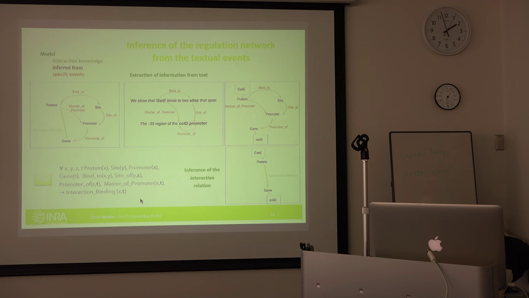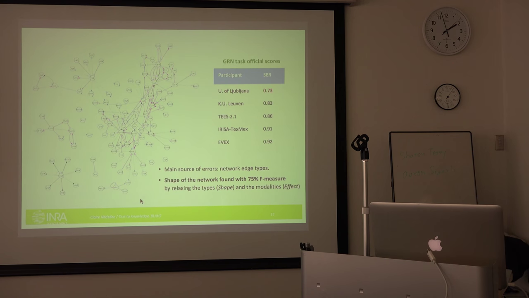So in this way, we can reconstruct 75% of the network. This is a network about Bacillus subtilis, which is a model bacterium, and this is about the sporulation phenomenon. What is interesting here is that the network is found with 75%, which is quite a lot. But if we look at the detail of the network, at the level of the edges between the nodes, the results are much weaker.